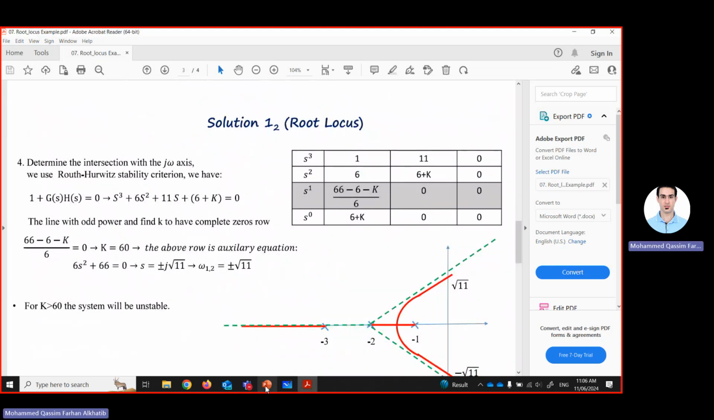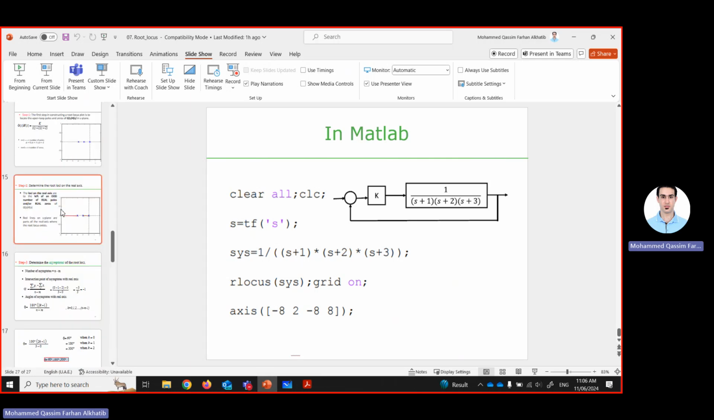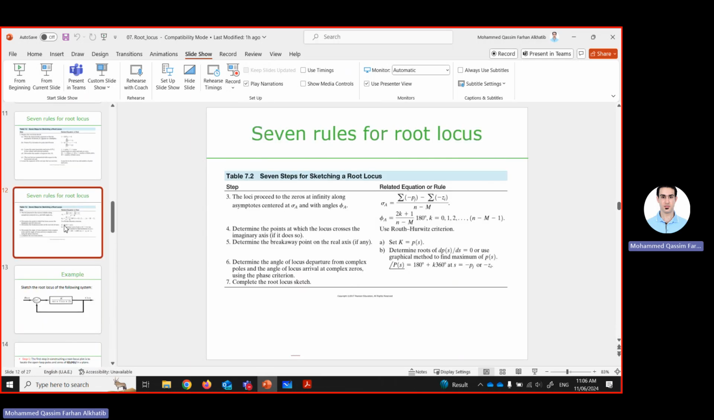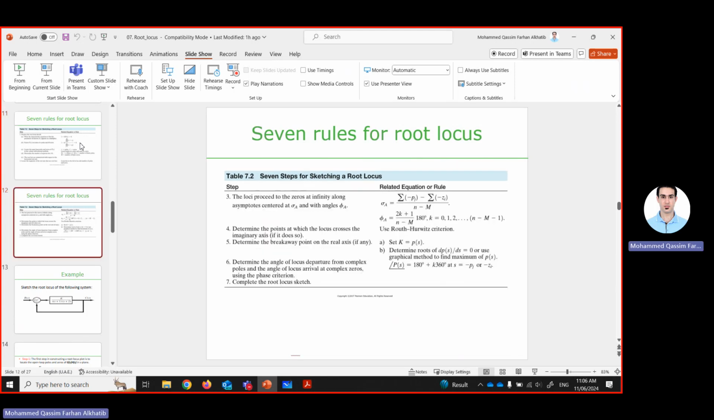By the way, in the exam, you have the Routh-Hurwitz table. This will be given to you. So you don't have to worry about memorizing formulas and put a lot of effort on that.